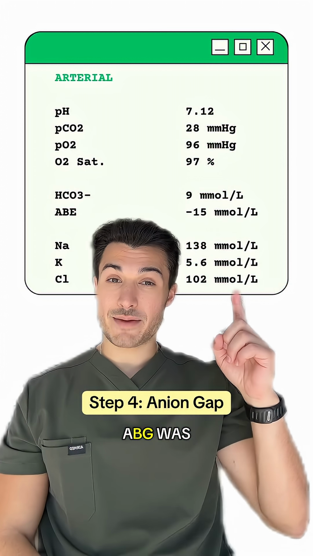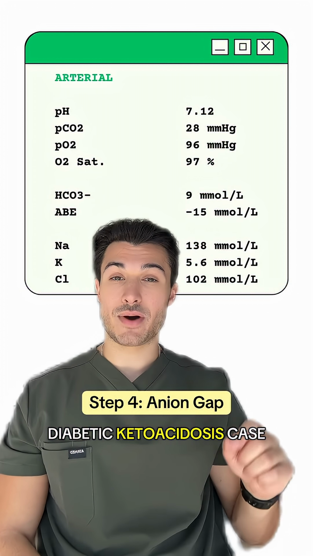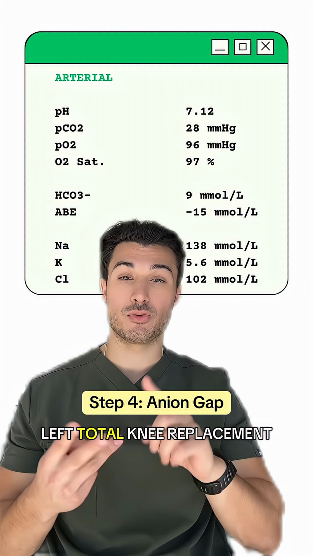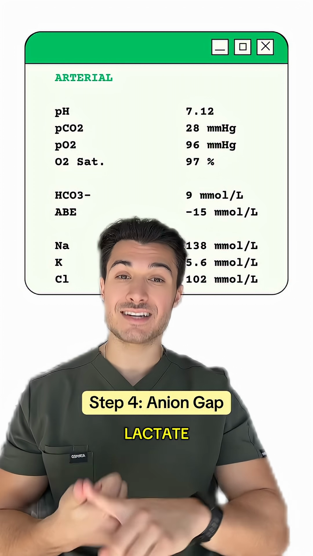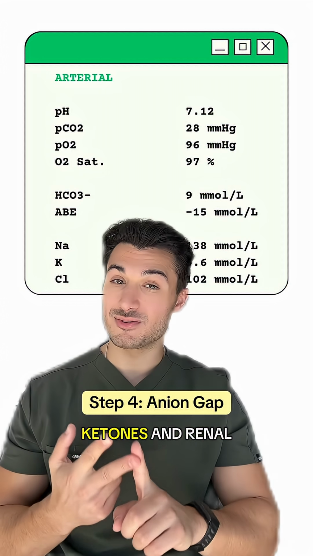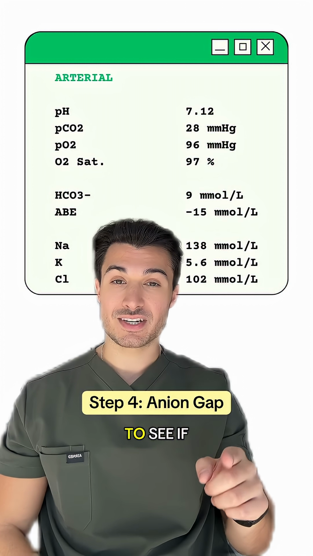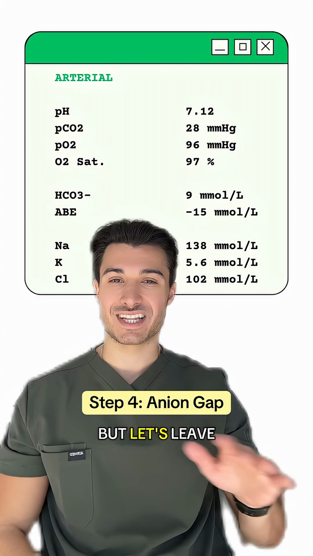HAGMA. Now, this ABG was actually from a diabetic ketoacidosis case, and I want you to remember the other causes of HAGMA with left total knee replacement for lactate, toxins, ketones, and renal failure. And if you want to go one step further, you can do the delta ratio to see if this is a pure HAGMA, but let's leave that for today.